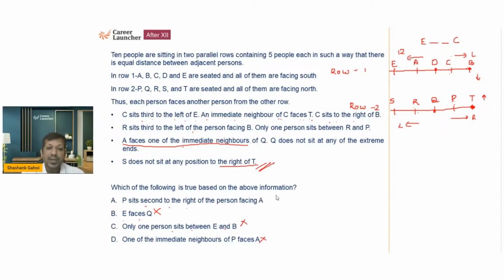P sits second to the right of the person facing A. So facing A, second to the right. Okay, yes, that is true. So which of the following is true? That is going to be option A. Okay.